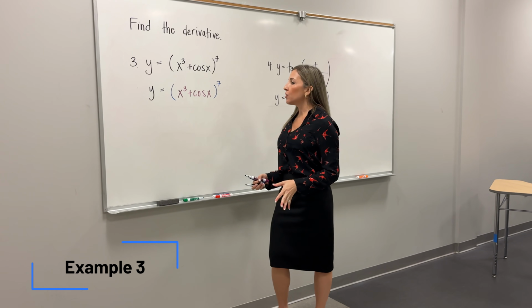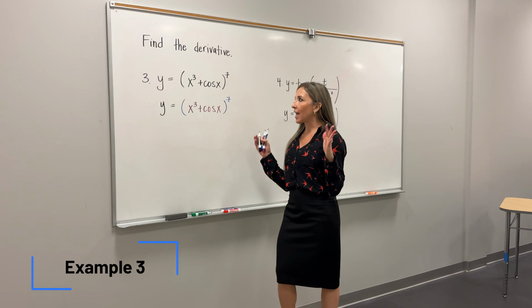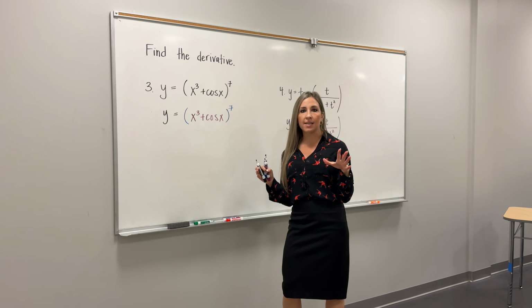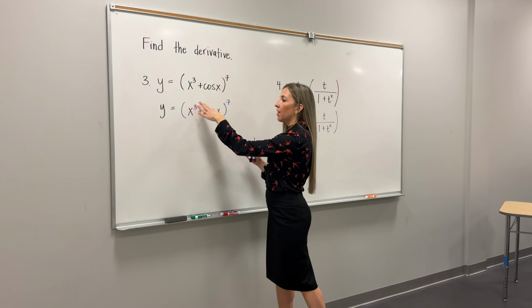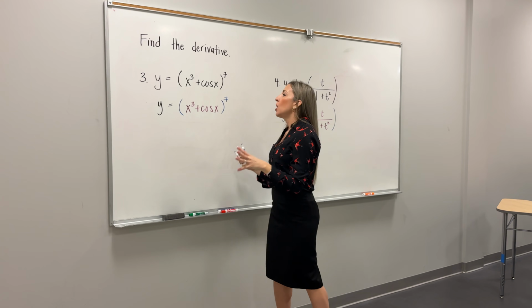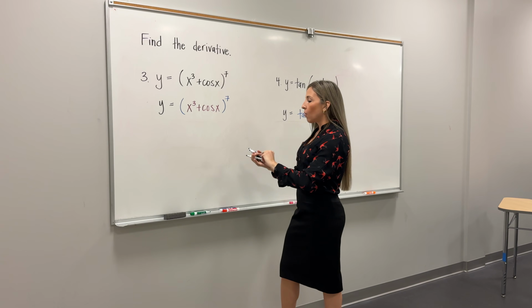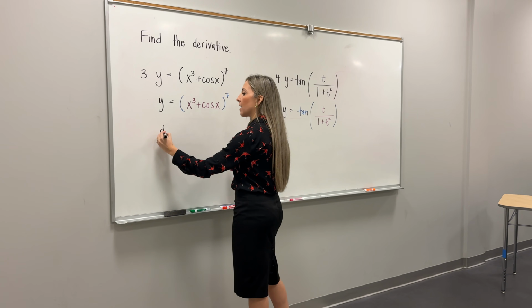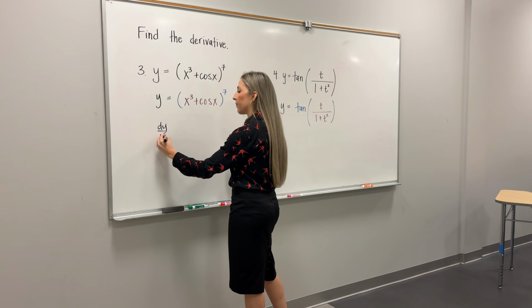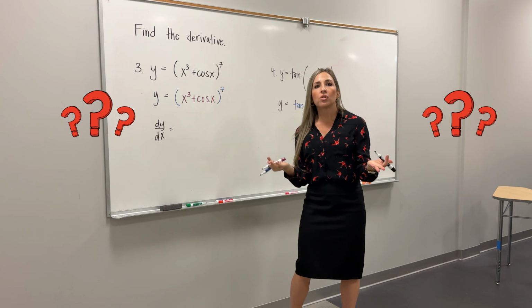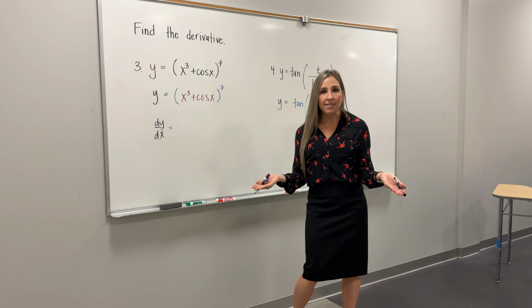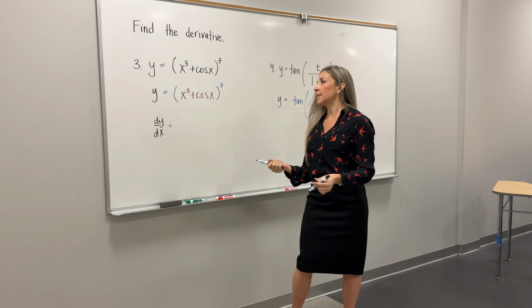Example 3, find the derivative of y equals x cubed plus cosine x all raised to the 7th. So we have two functions. We have something to the 7th and then all of this stuff going on inside. So starting from the outside, work our way in. Let me write dy dx just to spice things up. So what's the derivative of something to the 7th? Just think, what's the derivative of x to the 7th? 7x to the 6th, right?